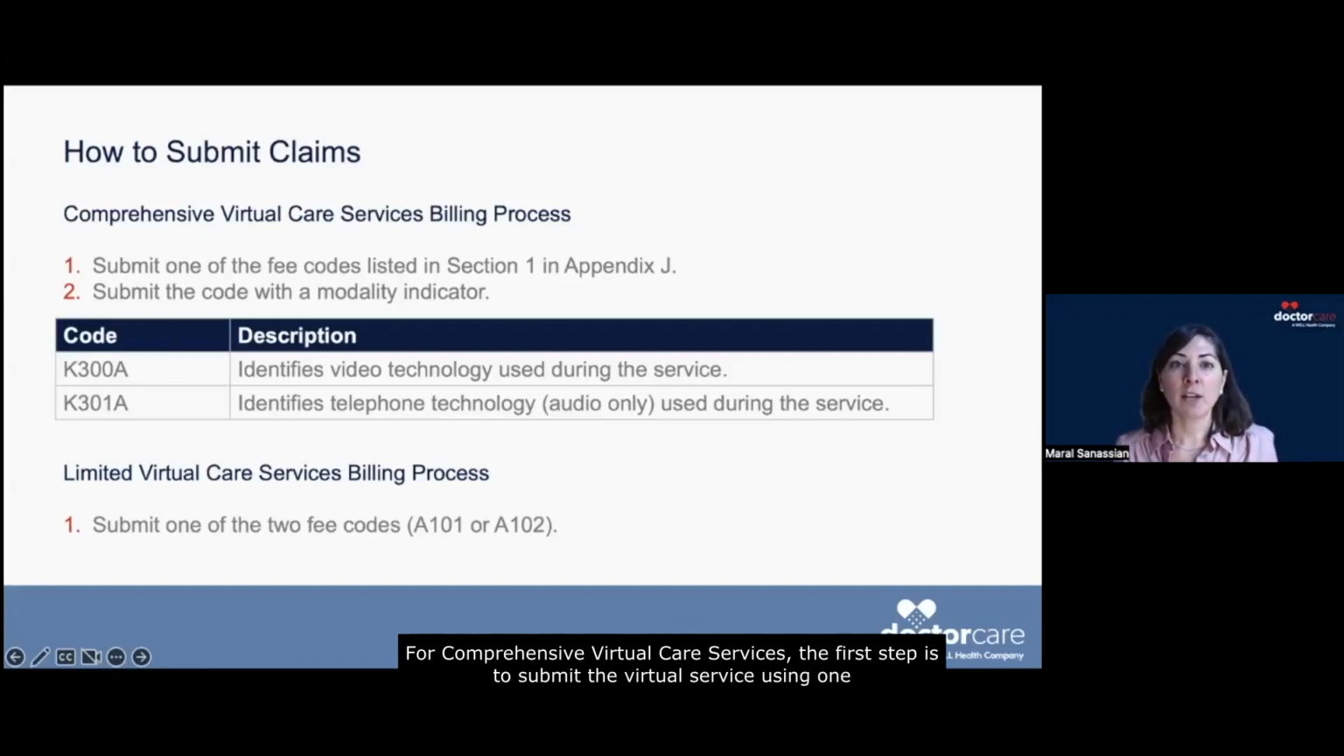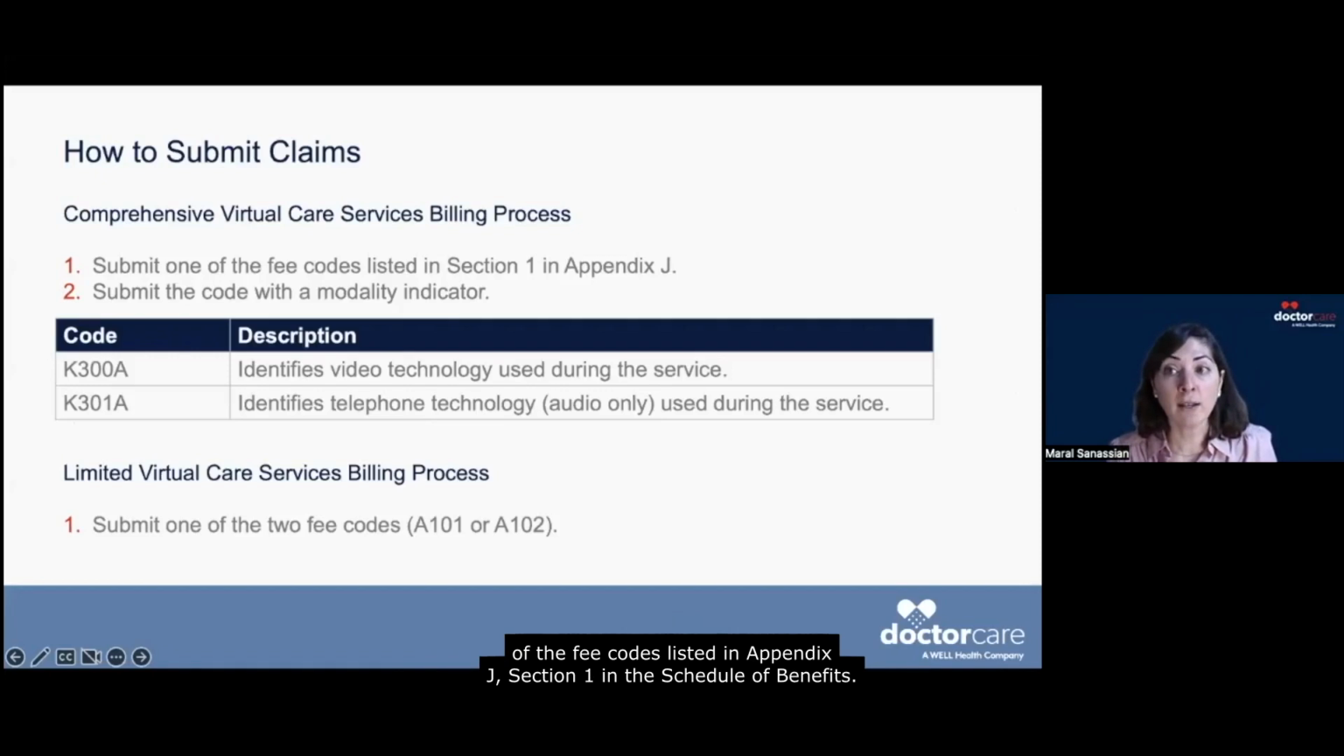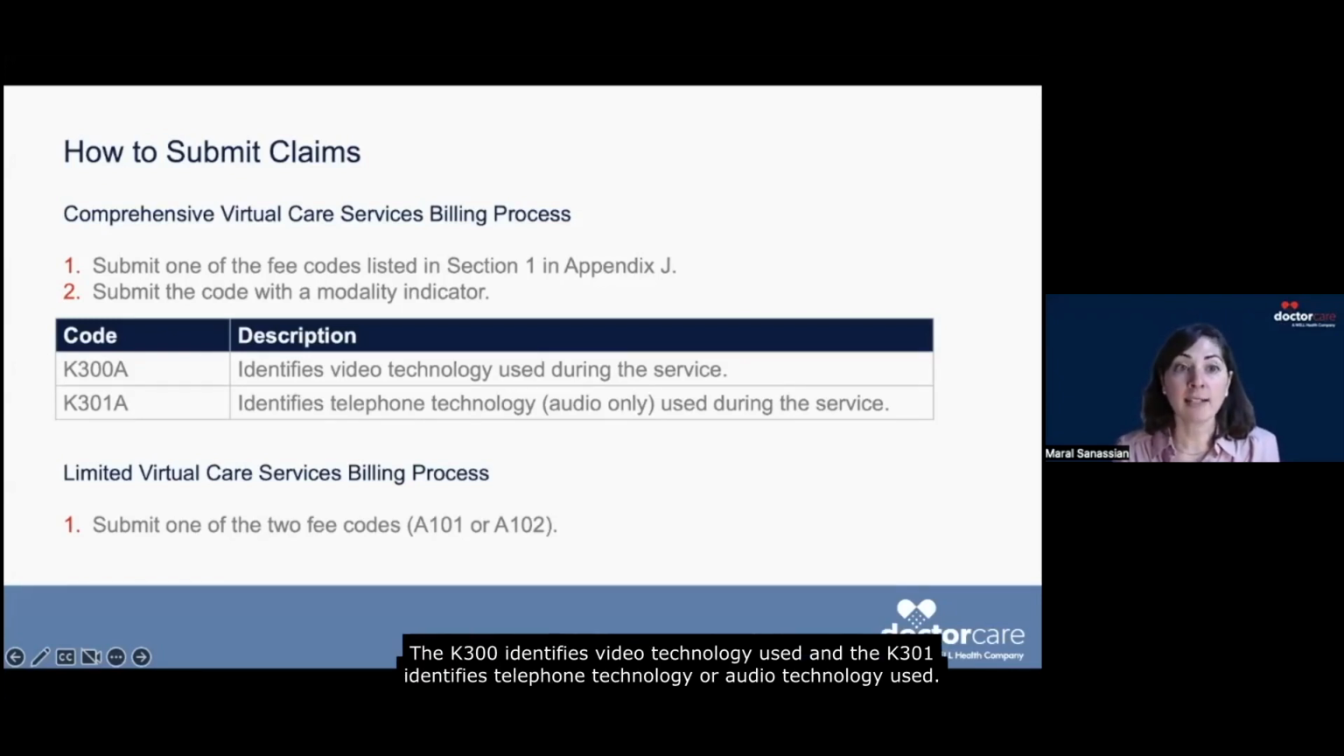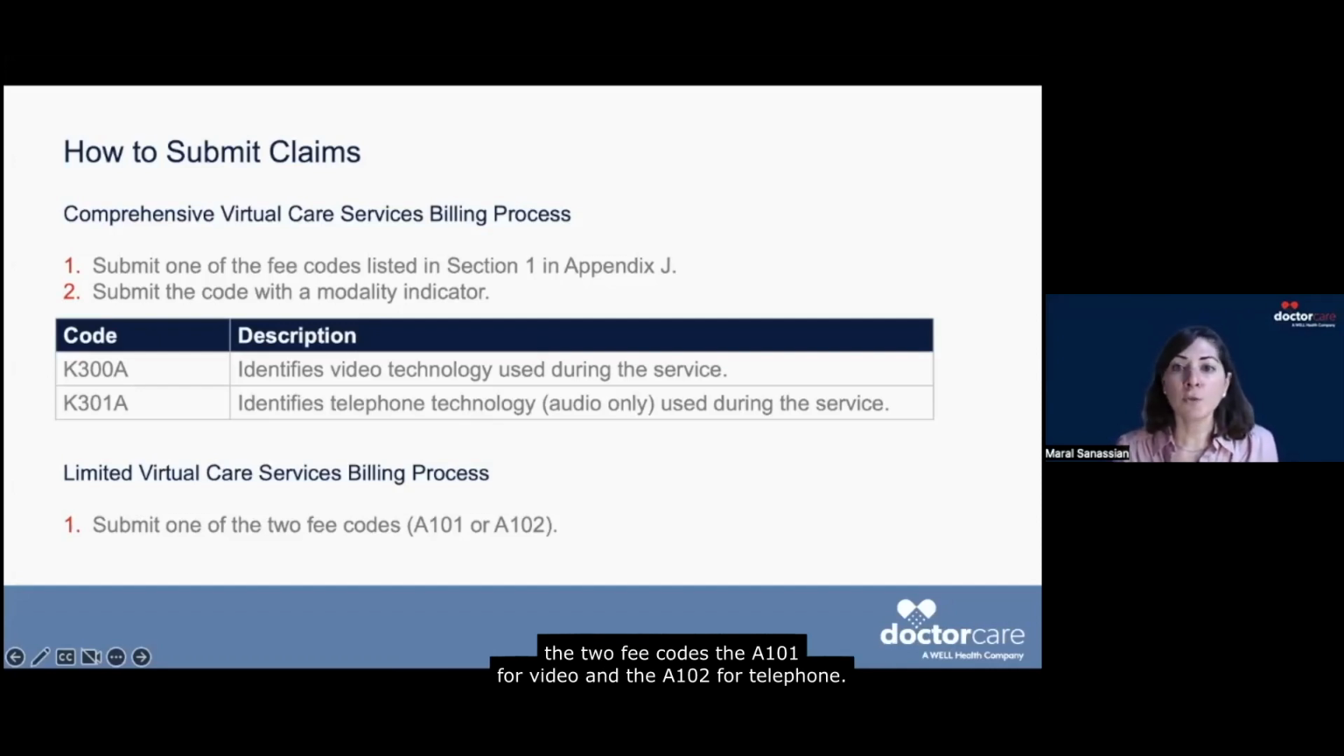For comprehensive virtual care services, the first step is to submit the virtual service using one of the fee codes listed in Appendix J, Section 1 in the Schedule of Benefits. And then after that, you must submit the code with a modality indicator that identifies the technology used to deliver the service. There are two modality indicator codes. The K300 identifies video technology used, and the K301 identifies telephone technology or audio technology used. To bill for limited virtual care services, all you need to do is submit one of the two fee codes, the A101 for video and the A102 for telephone.